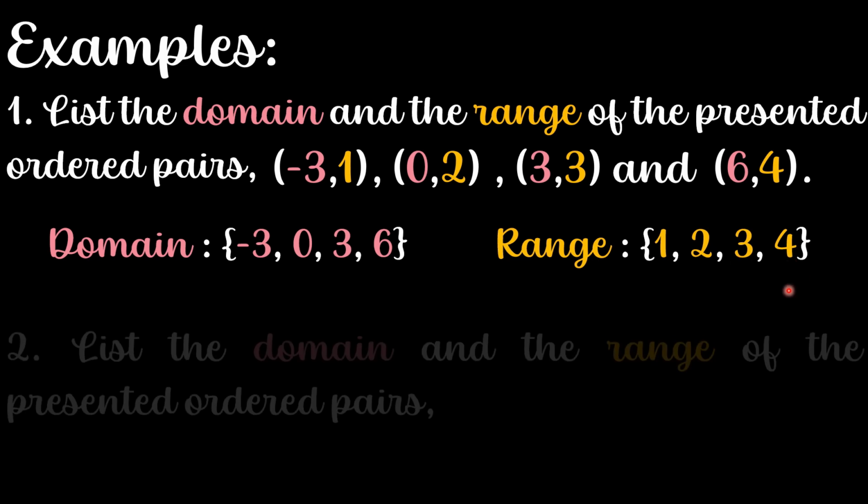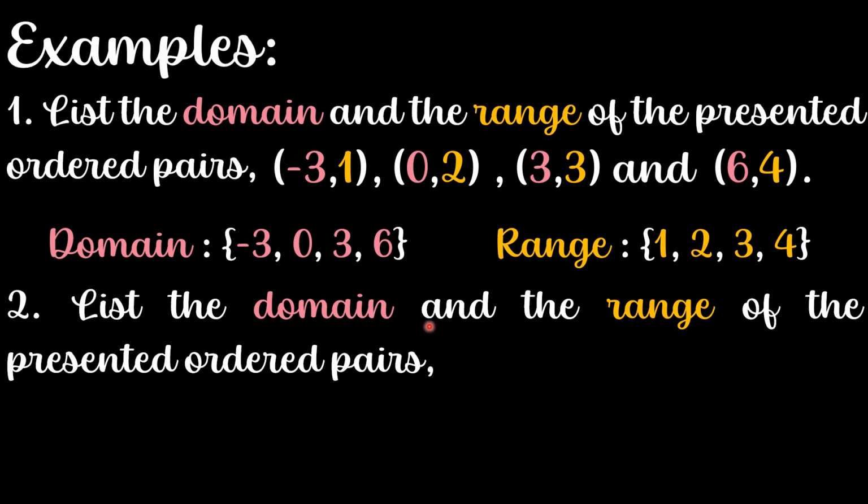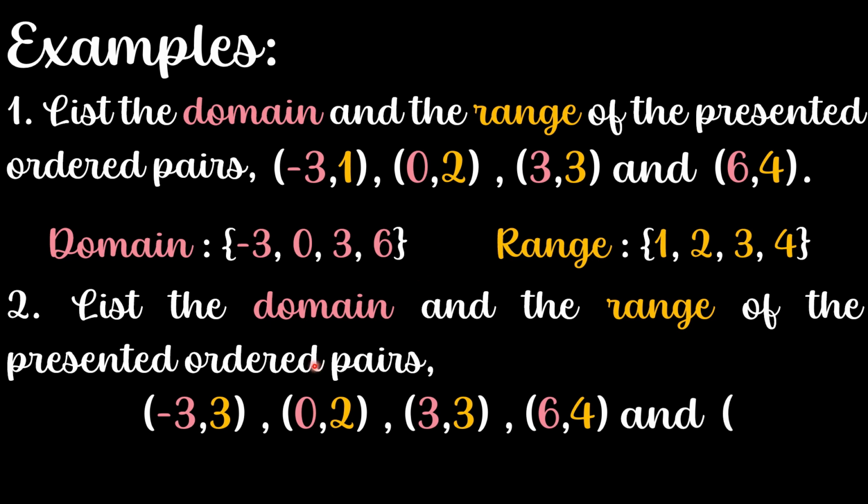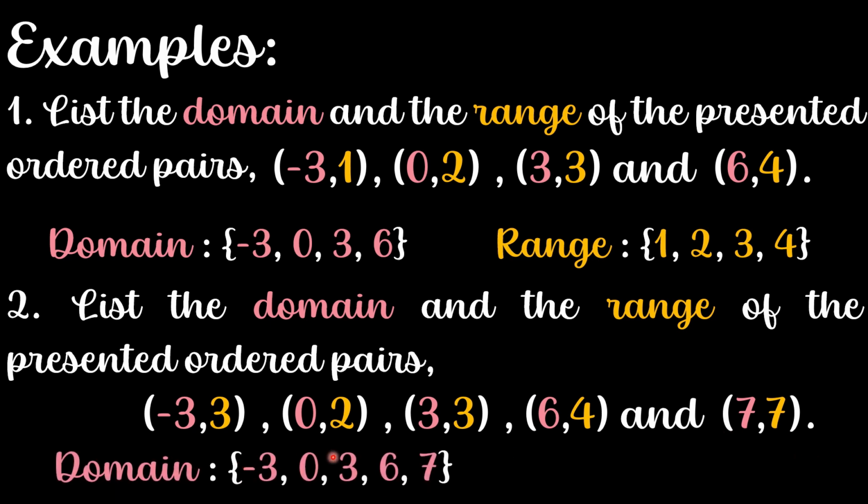Now let's have another example. List the domain and the range of the presented ordered pairs. Here are our ordered pairs. We have -3 and +3, 0 and 2, 3 and +3, 6 and 4, and 7 and 7. Now, as you can see, again, our domain are the ones in pink. We have -3, 0, 3, 6, and 7. So those are our domain. And our range are 3, 2, 4, and 7.